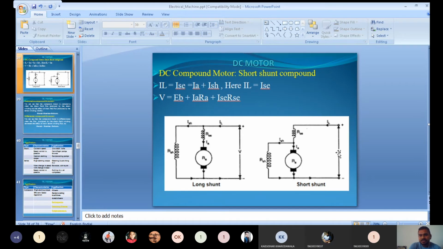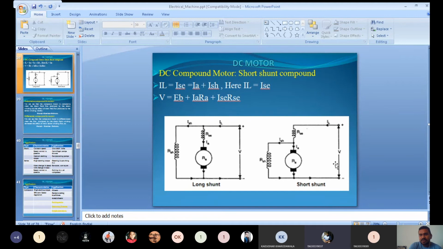Okay, now what is the voltage equation? Here is the supply voltage V. Here the shunt field winding is connected in parallel with the armature. So here the line current and series field current are both the same. Now at this point this line current is divided into two parts. Some part is going to the shunt field winding and some part is going to the armature winding. So what is the current equation? IL is equal to ISC is equal to IA plus ISH, because IL and ISC are the same.